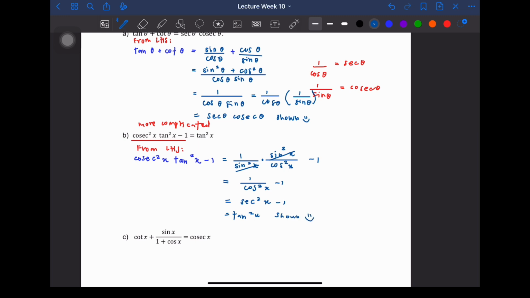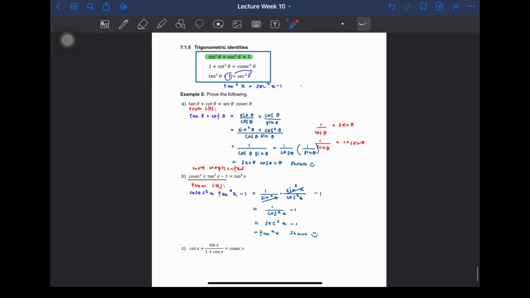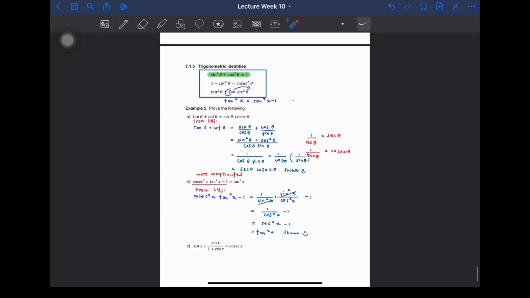Alright, settle. Okay, so the last example over here, I want you to do it on your own. Okay, so if you want to know the answer or how to show it, how to prove it, you can ask your calculator. Sorry, you can ask your lecturer or you can ask me.